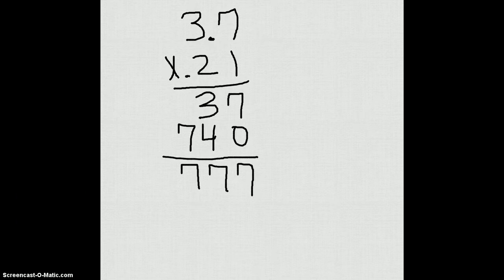Come up here to the original problem. Count how many digits are to the right of the decimal points. So we have 1 here, and we have 2 here. So we have 3 total. What that 3 means is when you multiply and get your final answer, there should be 3 digits to the right of the decimal point. So our decimal belongs up here in the front.